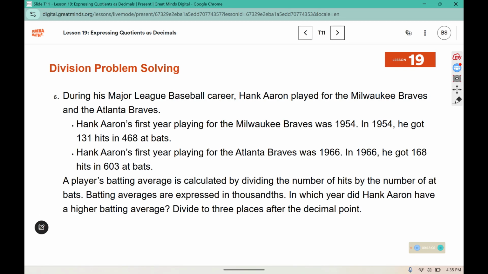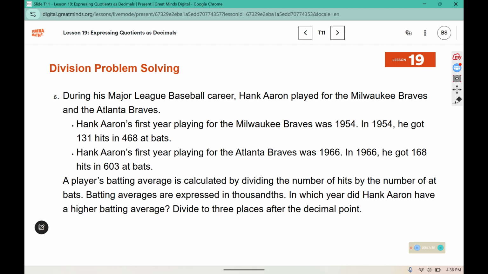During his Major League Baseball career, Hank Aaron played for the Milwaukee Braves and the Atlanta Braves. Hank Aaron's first year playing for the Milwaukee Braves was in 1954. In 1954, he got 131 hits and 468 at-bats. Hank Aaron's first year playing for the Atlanta Braves was 1966. In 1966, he got 168 hits in 603 at-bats.